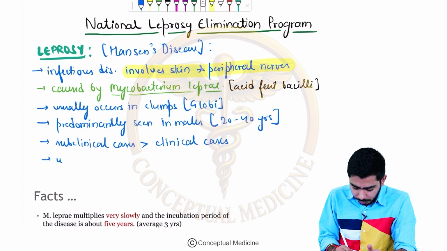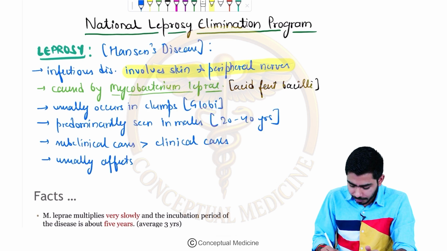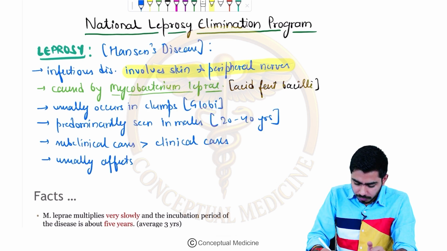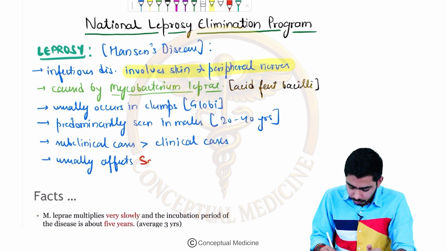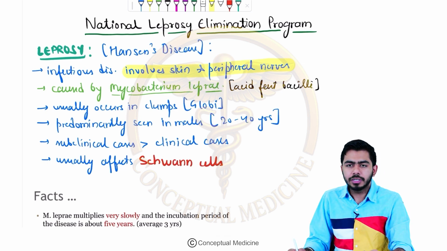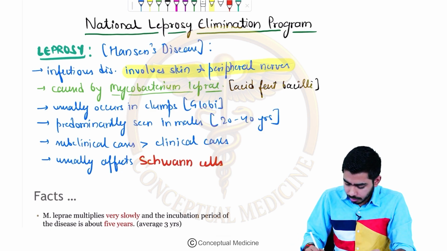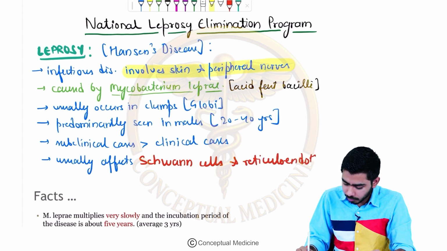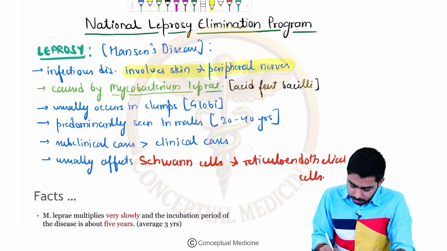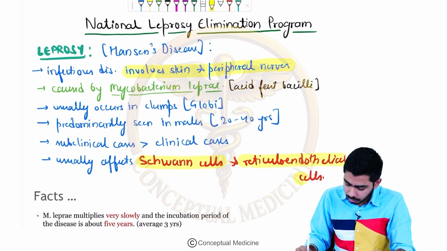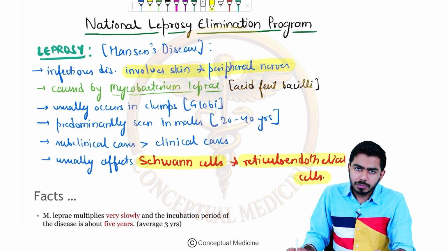Most usually, guys, it is affecting the Schwann cells in your nervous system, right? It might also affect the reticuloendothelial system, right? This was an MCQ, guys, that it is affecting the Schwann cells and the reticuloendothelial cells. That was the MCQ once asked in the NEET PG exam, right?